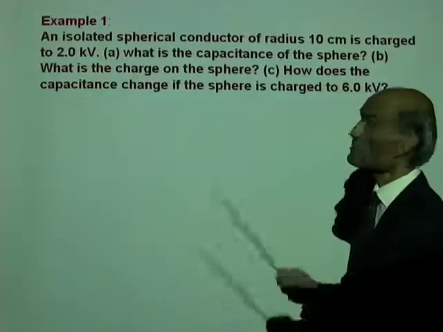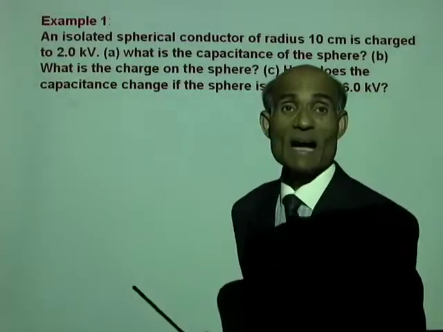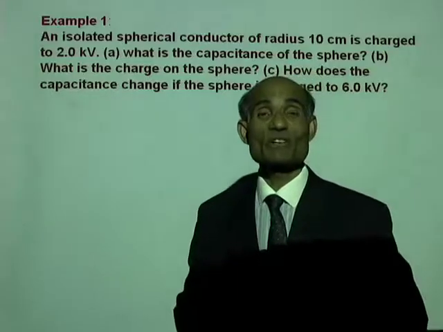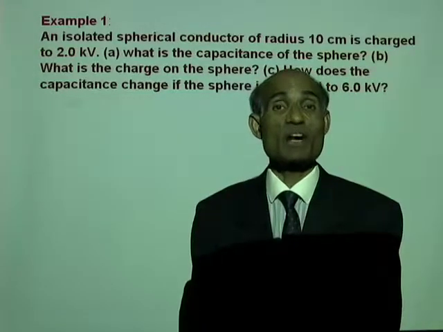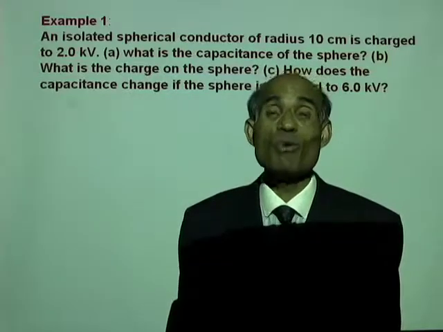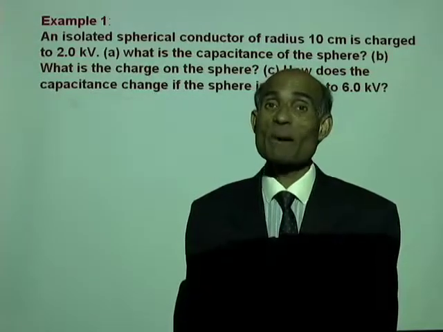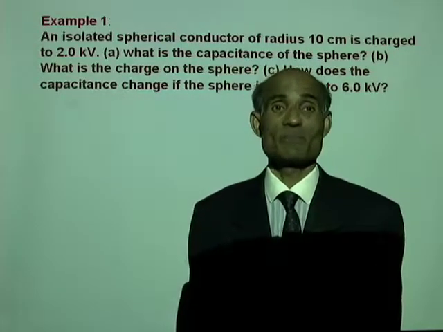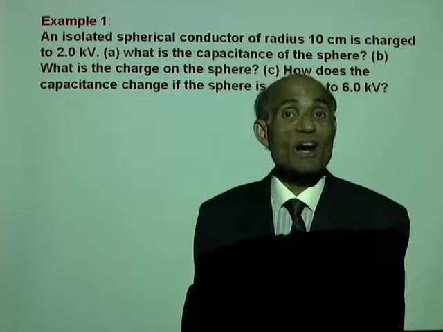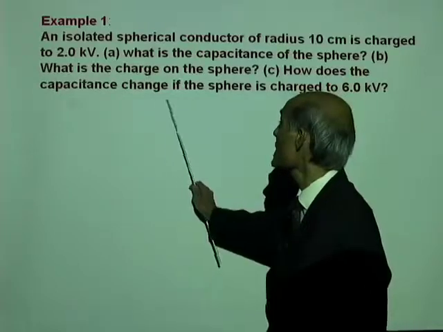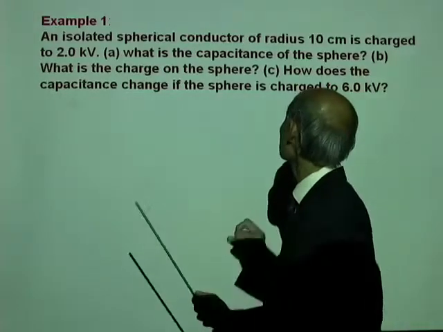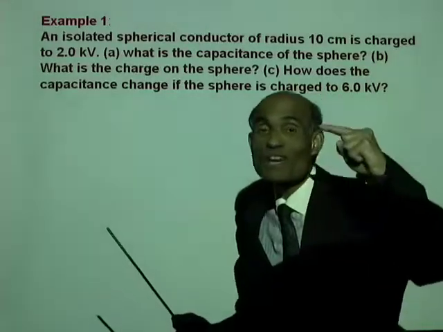Okay, let's do a problem. An isolated spherical conductor of radius 10 centimeter is charged to 2 kilovolt. What is the capacitance of the sphere? What is the charge on the sphere? How does the capacitance change if the sphere is charged to 6 kilovolt?